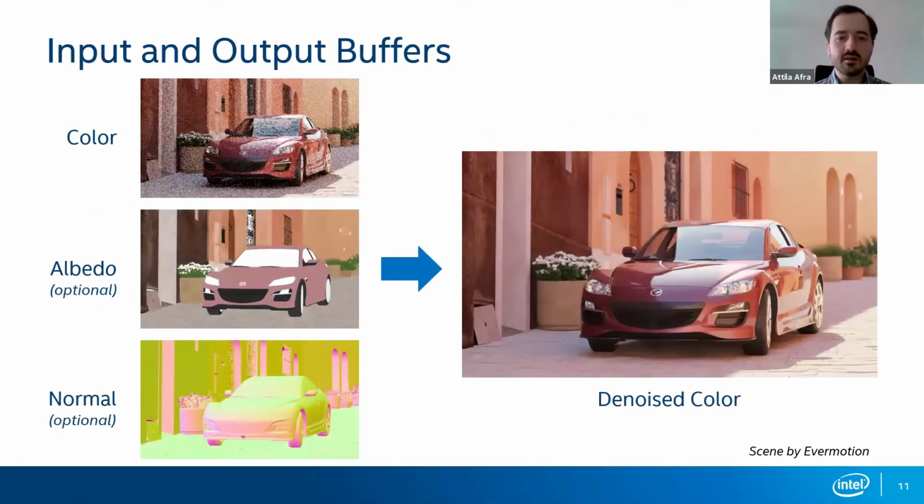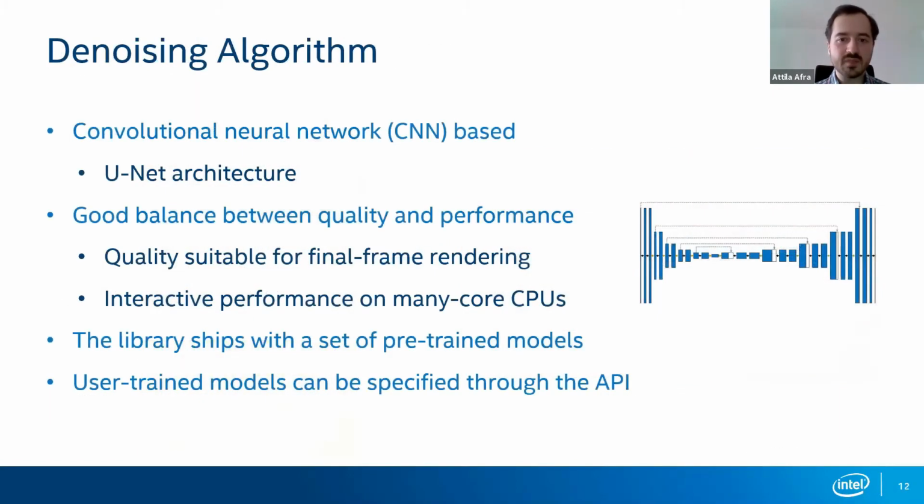So let's see the input and output buffers for the filters. There's the color buffer and then the optional albedo and normal buffers. Here we can see an example for a scene rendered with path tracing, providing these three input buffers, where the color is the noisiest one, but the other two buffers are also noisy, just not really visible in this small size. Providing these buffers to the library will create the denoised image on the right. So basically this is how it works.